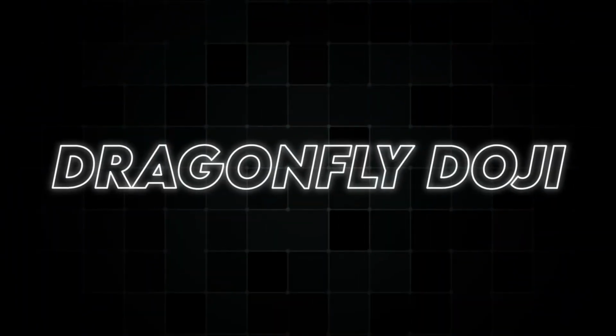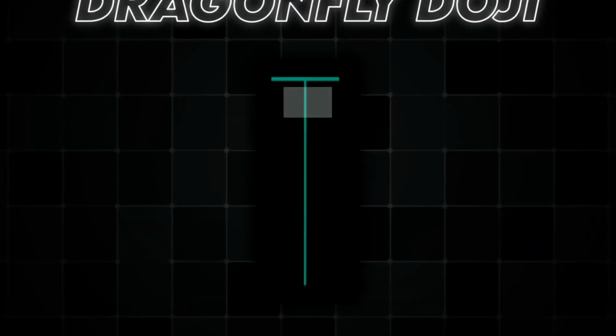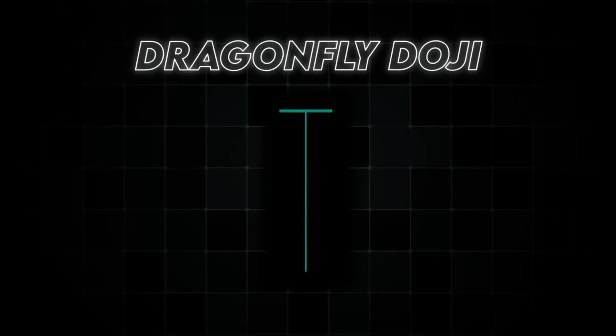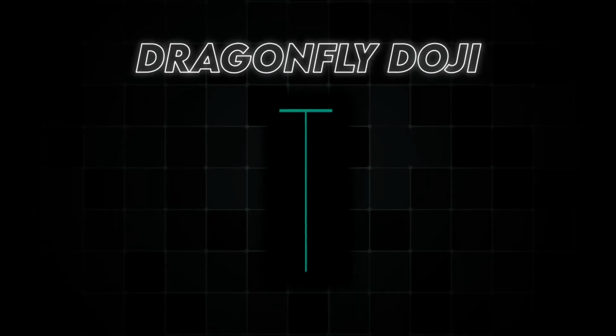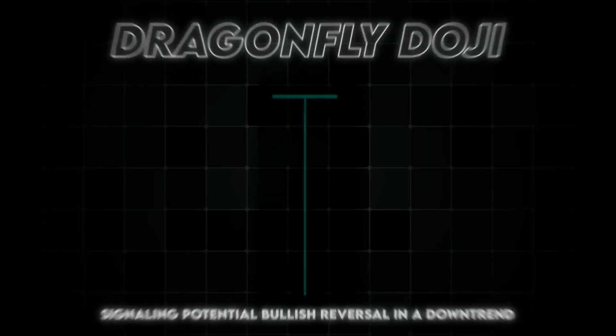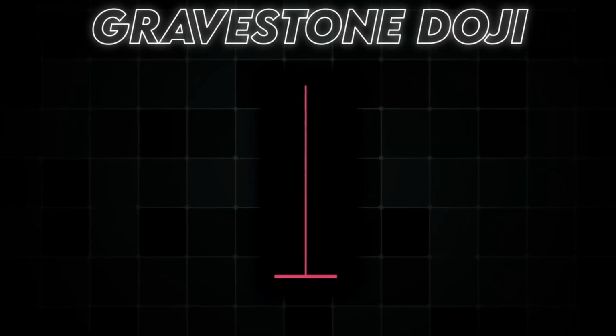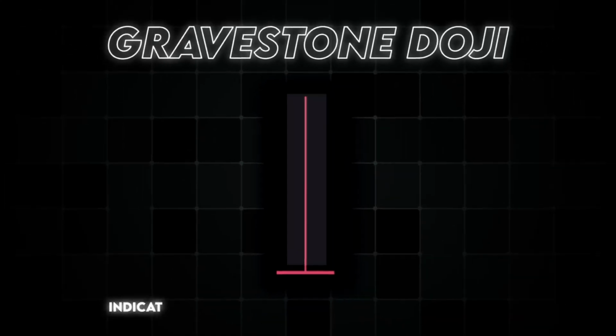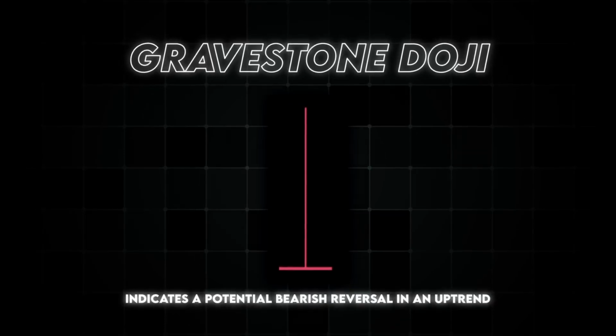Then we have the dragonfly doji, which has a long lower wick and no upper wick. This resembles a T. It occurs when the open, high, and close prices are the same, signaling a potential bullish reversal in a downtrend. And then we have the gravestone doji. This is the inverse of the dragonfly. With a long upper wick, it indicates a potential bearish reversal in an uptrend.